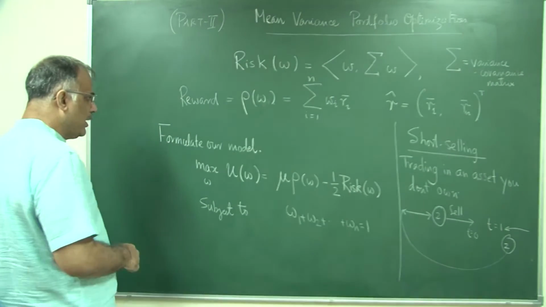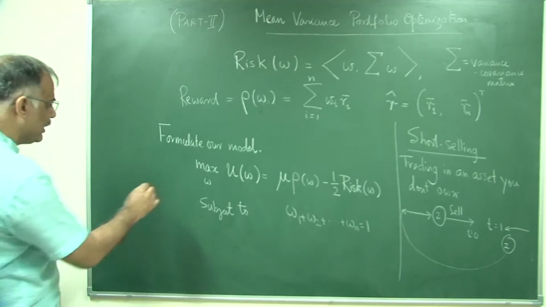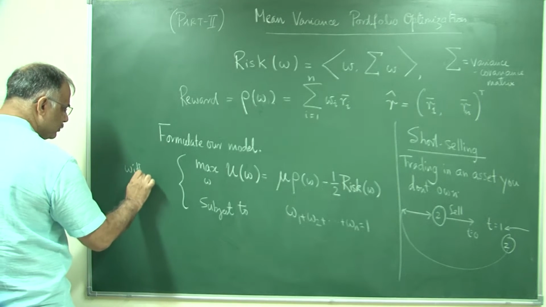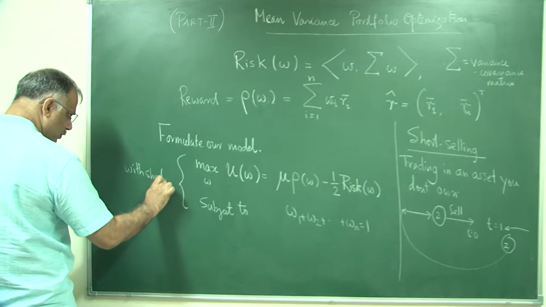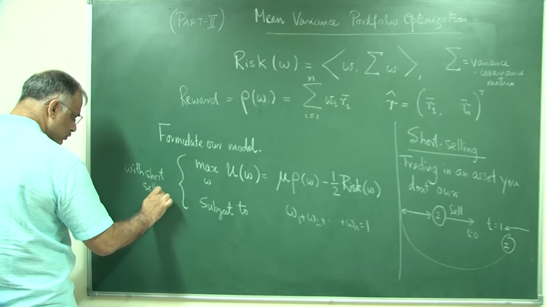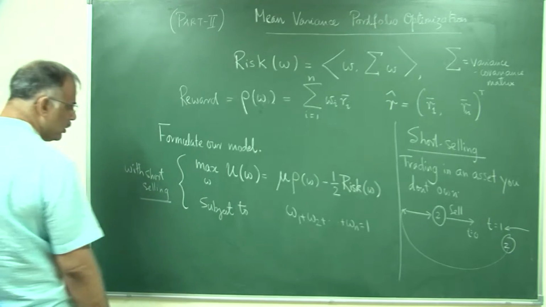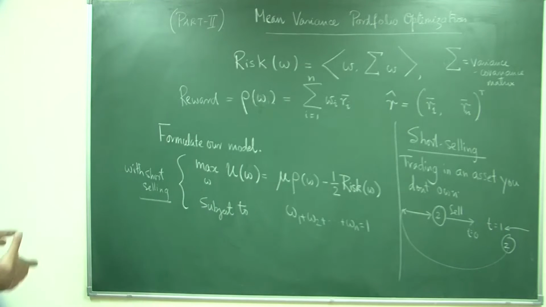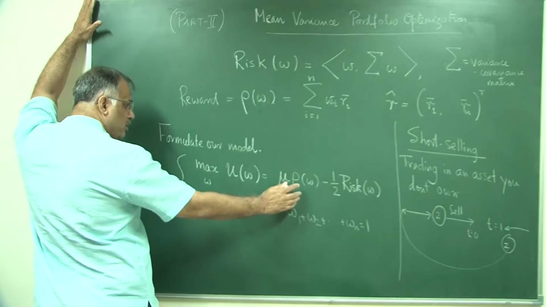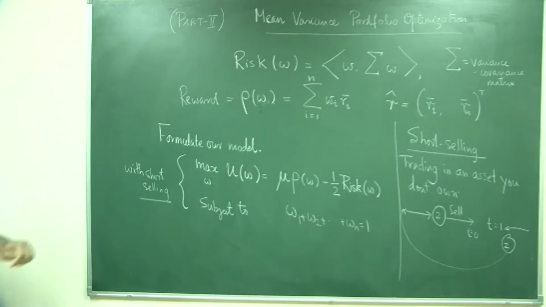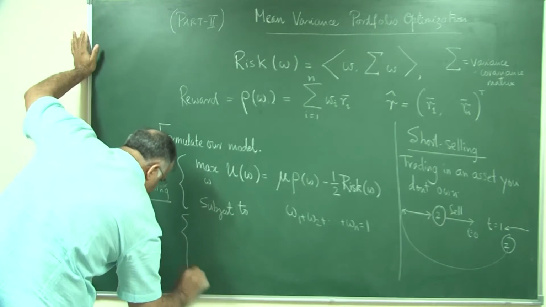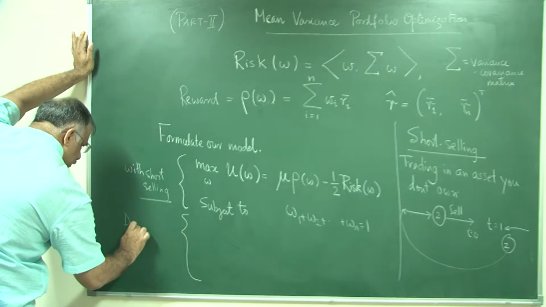If I do not want to have short selling, then this is a standard model. So this is with short selling, and we will also use the other form. Here we are trying to maximize your utility, or the trade-off between the reward and the risk. One can also take a multi-objective optimization viewpoint, which we will not discuss. Another question is what would happen if you do not allow short selling.